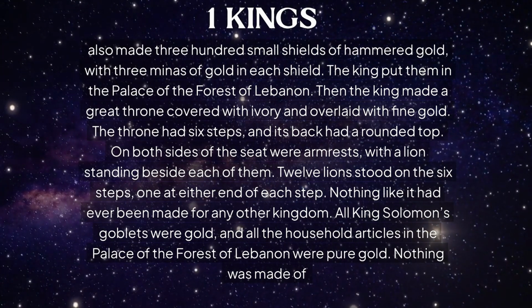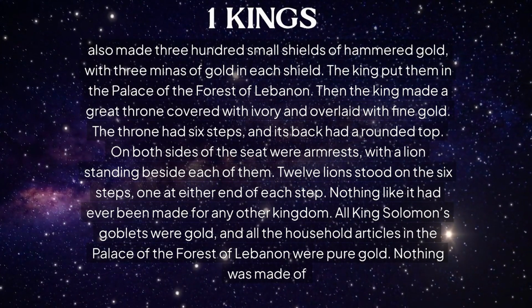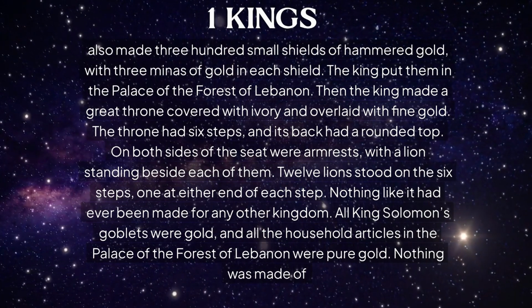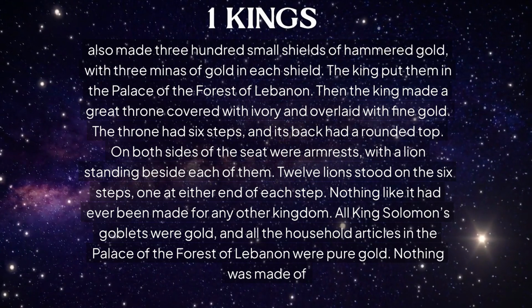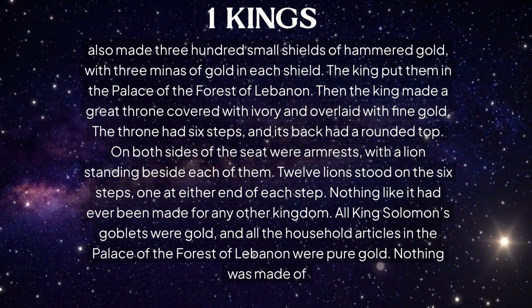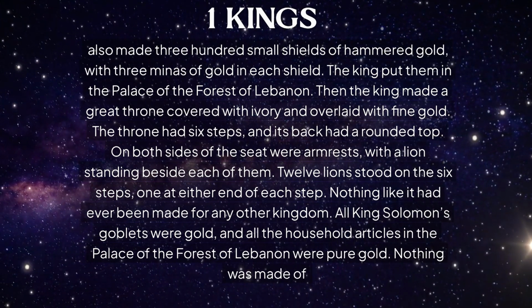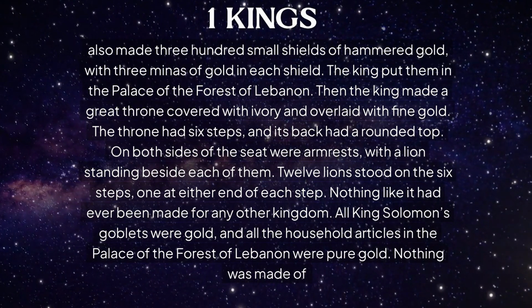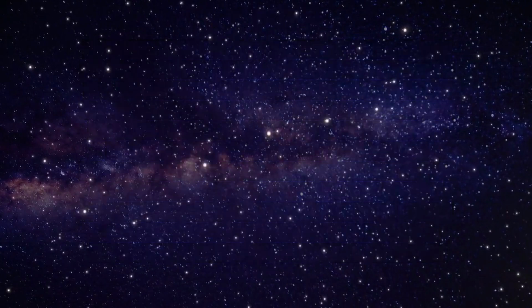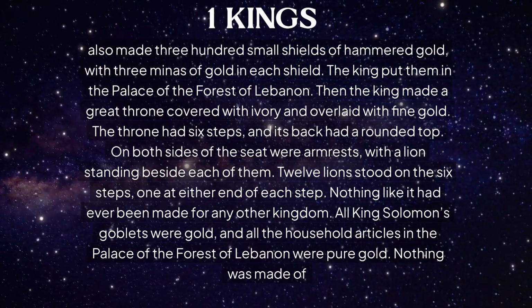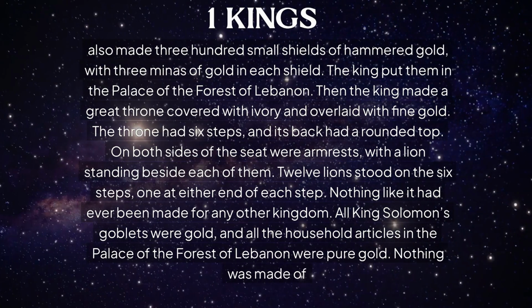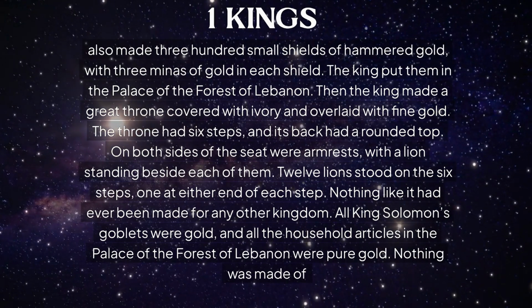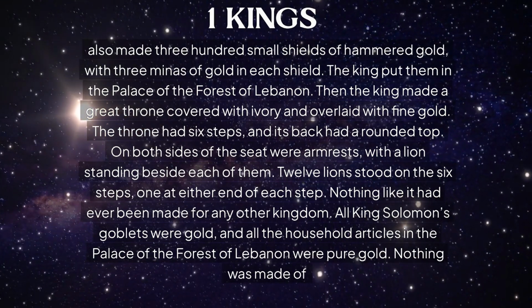Then the king made a great throne covered with ivory and overlaid with fine gold. The throne had 6 steps, and its back had a rounded top. On both sides of the seat were armrests, with a lion standing beside each of them. 12 lions stood on the 6 steps, one at either end of each step. Nothing like it had ever been made for any other kingdom.